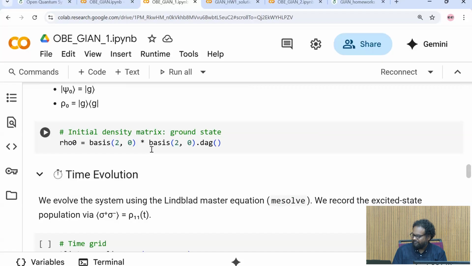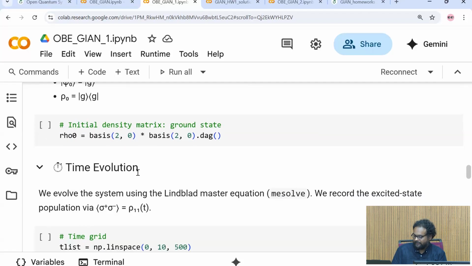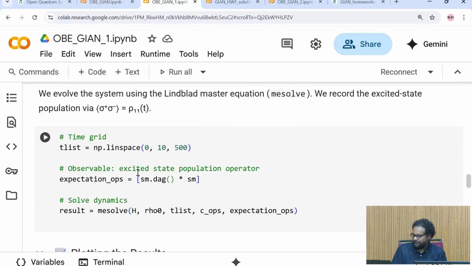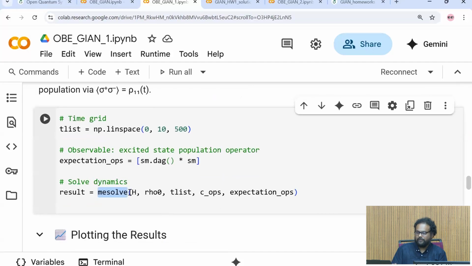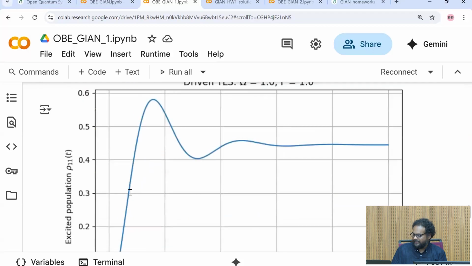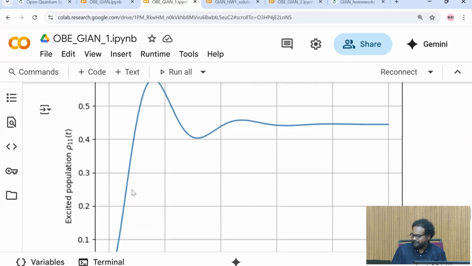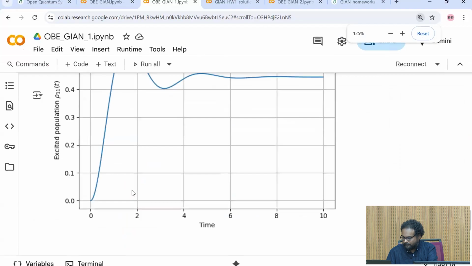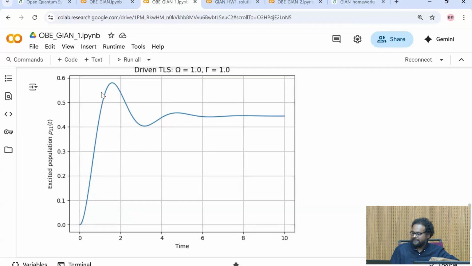The density matrix I define slightly differently, but if you think carefully, it's again base 2, but now I'm assuming everything is in the ground state. Right? Everything is in the ground state. I didn't explicitly write it out separately. Same thing, time evolution. Our beautiful master equation solver will do everything for us. We don't have to care about anything. And you will see here, there is a rise time. Excited state population: you're going from the ground state to an excited state and then oscillate.